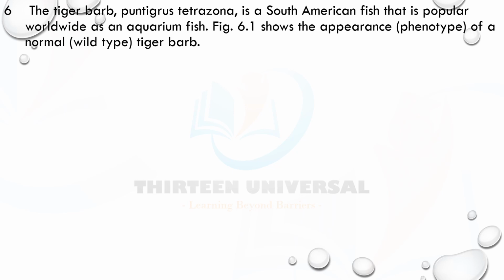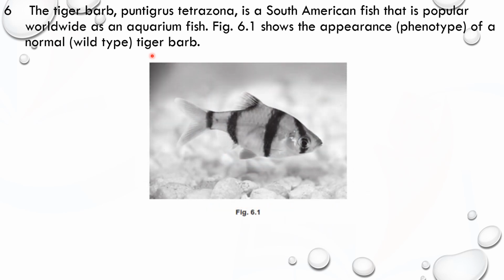The tiger barb, Puntigrus tetrazona, is a South American fish that is popular worldwide as an aquarium fish. Fig 6.1 shows the appearance, or phenotype, of a normal wild type. This is a normal wild type tiger barb. Okay, aquarium. Do you like aquarium? No, this fish is cute, man. It's beautiful. Look at it. Beautiful fish. You can see the appearance, phenotype, normal, wild type tiger barb.